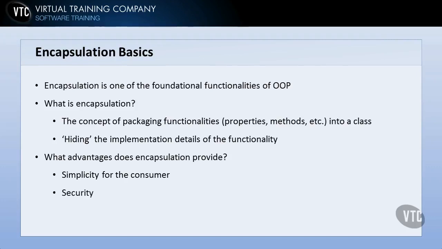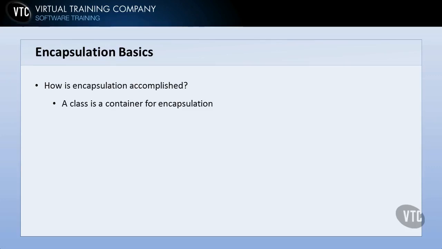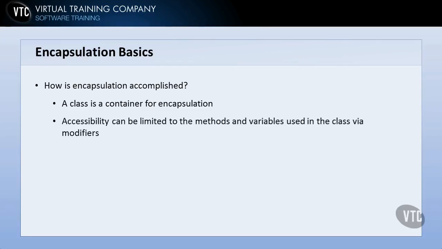Now, encapsulation also gives us security, because malicious attacks are much more difficult if the code is not visible to us or is not visible to anyone who's looking at the functionality. Now, how is encapsulation accomplished? Well, a class is a container for encapsulation. And accessibility can be limited to the methods and variables used in the class via modifiers, which we'll talk about in a video entitled Access Modifiers in a separate place in the course here.